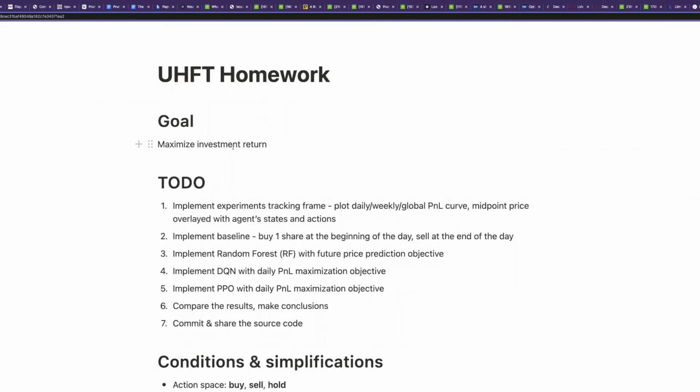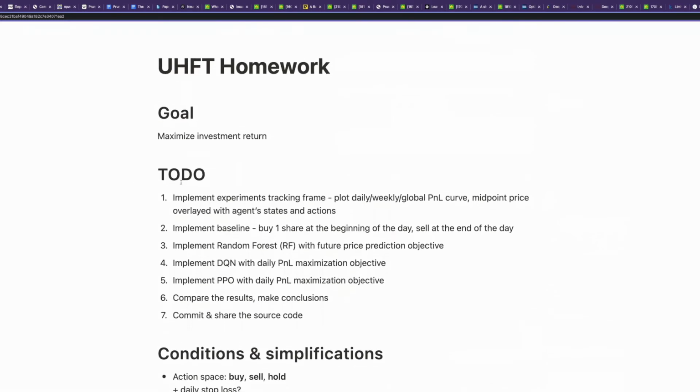Maximization of investment return. Why is it complex? Because it is not easy to achieve. There are a lot of smart traders. There are a lot of algorithms and bots on the exchange already. So you're going to compete with them all, and you have to be really outstanding to achieve something.